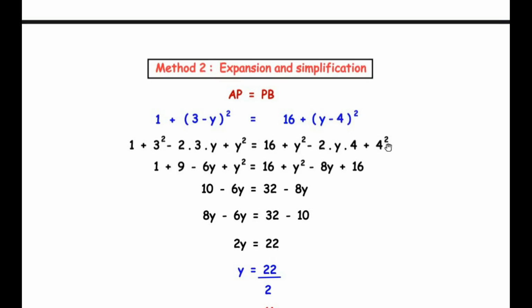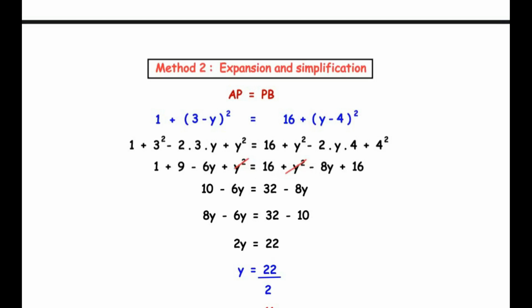4 square. Now simplifying this, we get 1 plus 3 square is 9 minus 2 times 3 is 6, so we get 6y here plus y square is equal to 16 plus y square minus 2 times 4 is 8, so we get 8y plus 4 square is 16. Now we are going to cancel out the terms which are present on both sides of the equal to sign and they are equal. That is y square and y square are the same, so they will get cancelled.